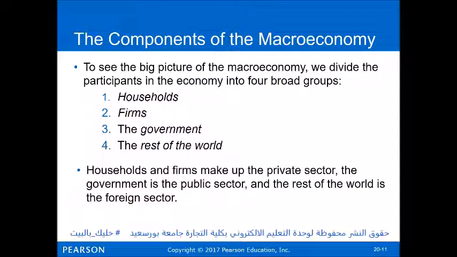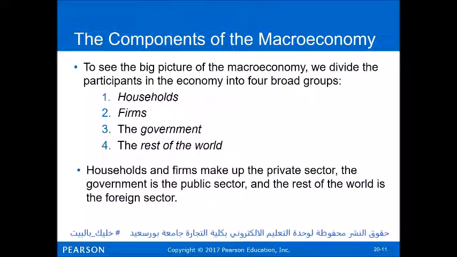The components of the macroeconomy. To see the big picture of the macroeconomy, usually we divide the participants in the macroeconomy into 4 broad groups or categories. Number 1, households. 2, firms. 3, the government. Number 4, the rest of the world.